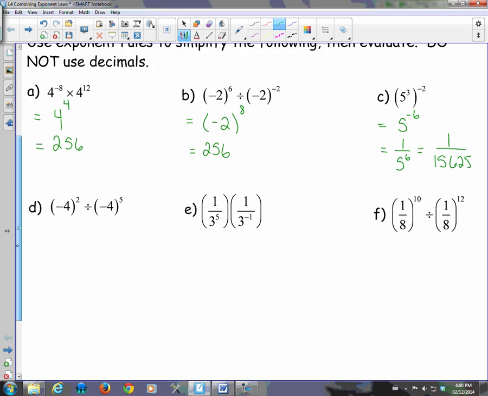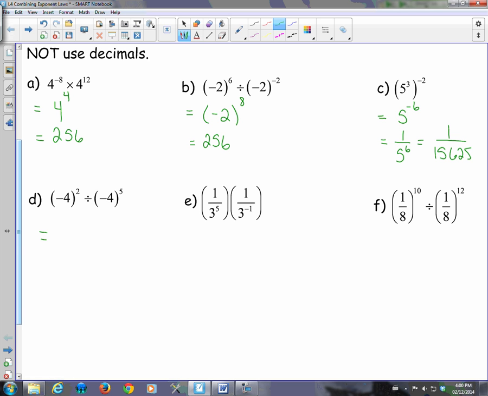I keep going with my examples. Another dividing question with a negative base. I keep my base and subtract my exponents. 2 take away 5 would mean I would have a negative exponent. A negative base and a negative exponent don't cancel the negatives. To get rid of the negative exponent, I flip my base around and I make my exponent positive, and I would have negative 1 over 4 to the exponent 3, which would be 64. Negative 1 over 64.